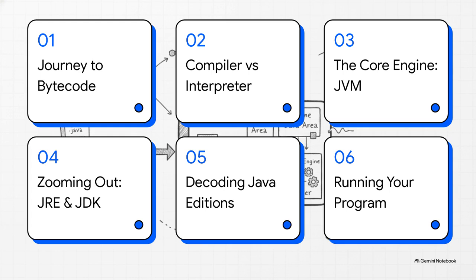Okay, here's our roadmap for today. We'll be covering the journey to bytecode, compilers versus interpreters, the core engine, which is the JVM, zooming out to the JRE and JDK, decoding Java additions, and finally, running your first program. Let's get right into it.